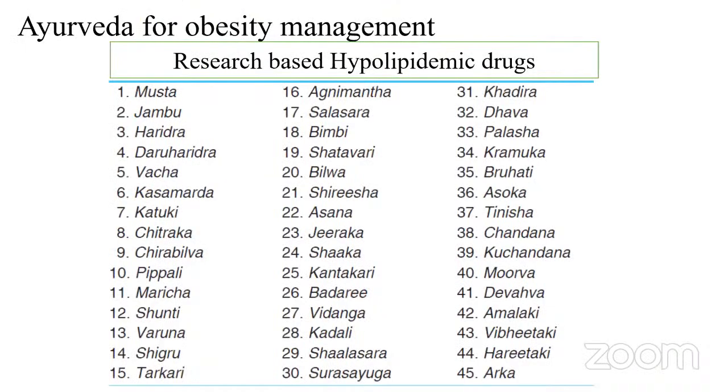Then there are so many Ayurvedic drugs. Many of these are available in your kitchen also, and they are found to have hypolipidemic activity, so they are all anti-obesity drugs. Musta, jambu, haridra are available in every kitchen. Then a very simple drug I will tell you about is triphala. Triphala is the combination of 3 fruits: haritaki, vibhitaki, and amlaki. There is a lot of research which proved that simple triphala has this hypolipidemic or anti-obesity activity.